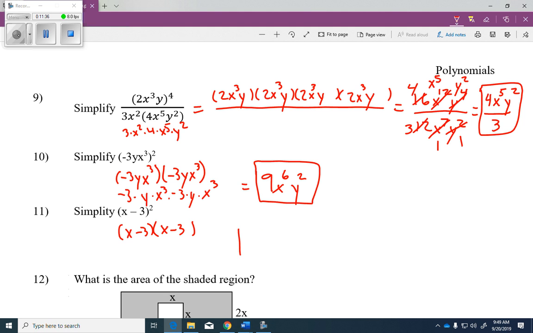We can multiply this using the distributive property, or some of you seem to like this box method. X minus 3 is the first binomial. X minus 3 is the second binomial, so I get x squared minus 3x minus 3x plus 9.